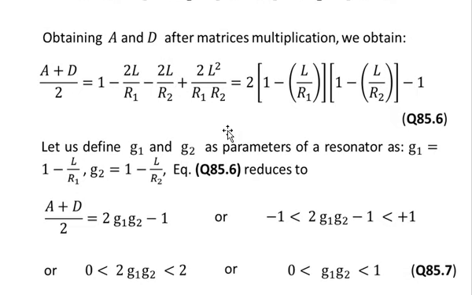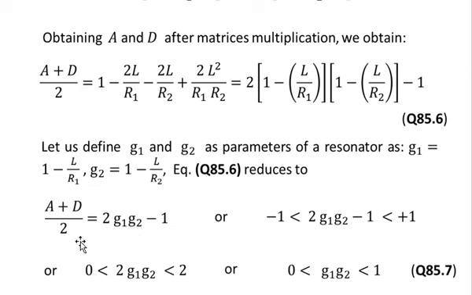Now for further simplification, I am assigning some variables. Let's define G1 and G2 as the parameters of a resonator, where G1 is equal to 1 minus L over R1, and G2 is equal to 1 minus L over R2. So in terms of G1 and G2, we can say that A plus D divided by 2 is equal to 2 times G1 G2 minus 1, because in the square brackets we have G1 and G2. This is what we have written.